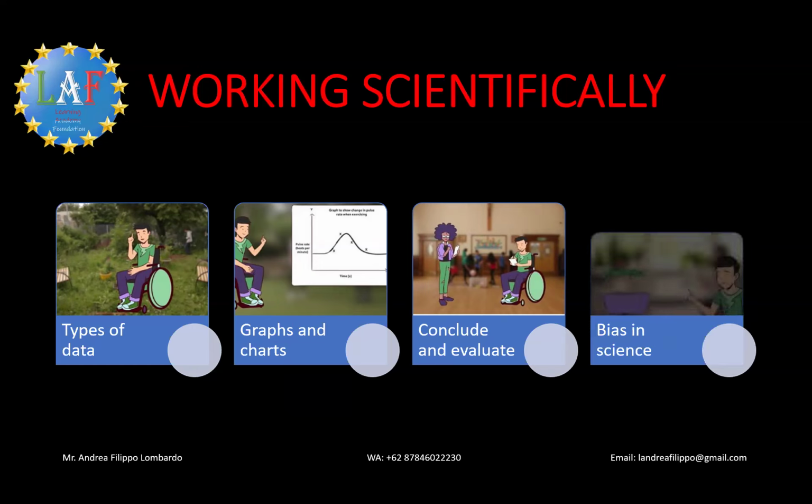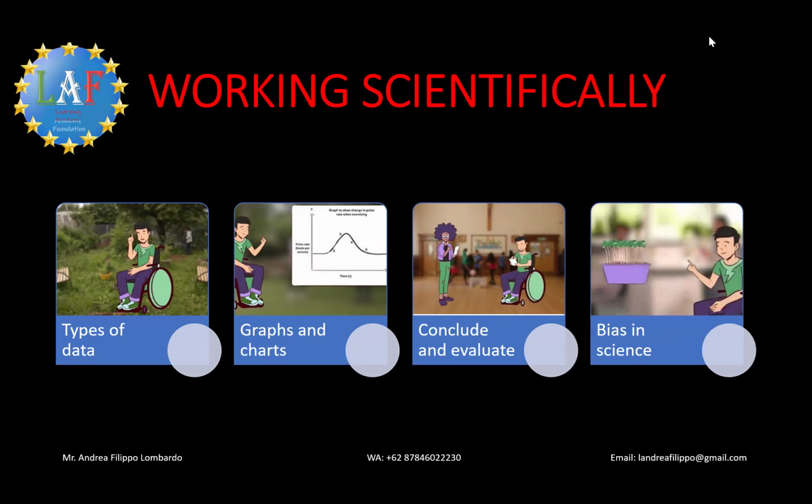And finally, scientific studies can be biased. It's important to recognize when this is the case. Scientists review each other's conclusions from new research. That's all about chemistry for grades 7 and 8.